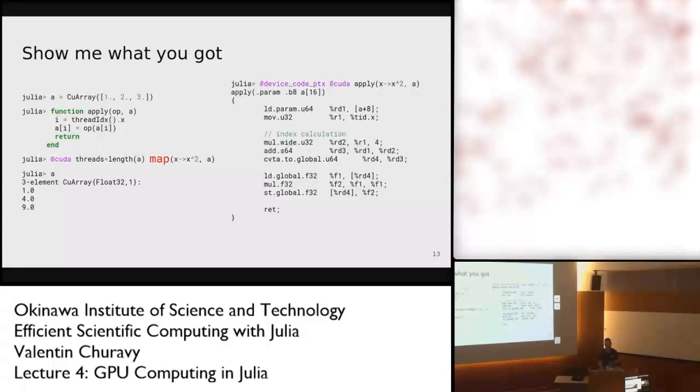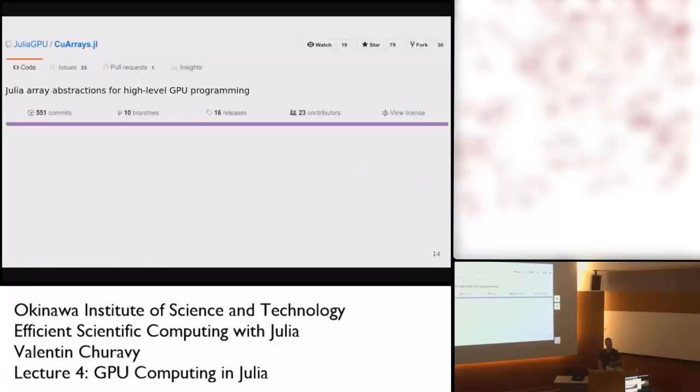So CuArrays has bindings to all of the CUDA libraries, and then it's using Julia's multiple dispatch basically to interject and extend. Yeah, that just works.